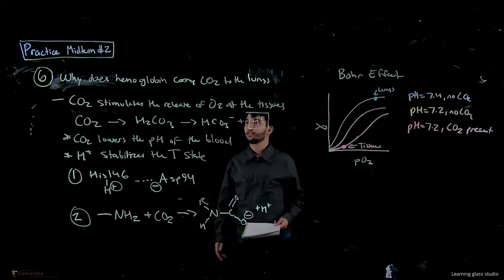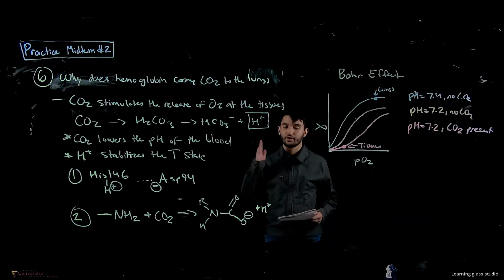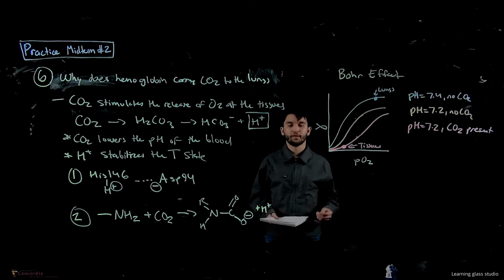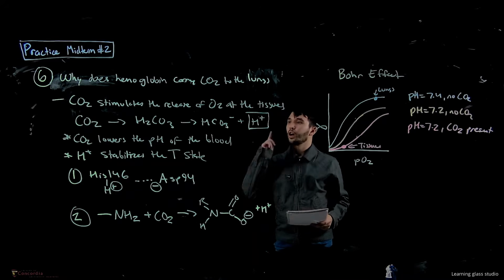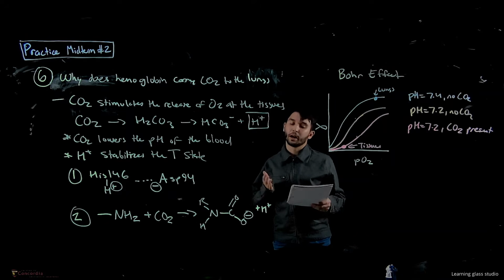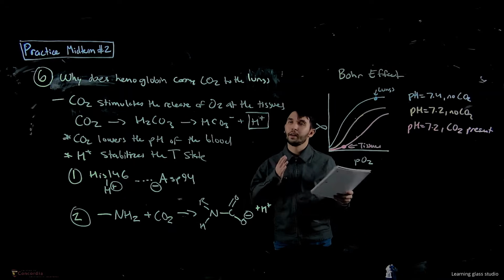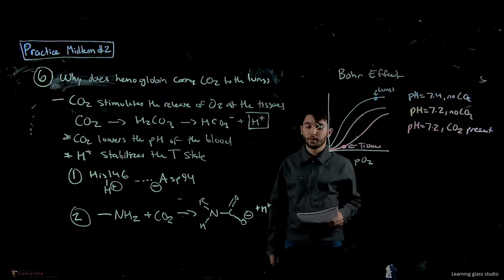All right, the next question asks, why does hemoglobin carry carbon dioxide to the lungs? So this all has to do with the Bohr effect. So essentially, carbon dioxide stimulates the release of oxygen at the tissues. Therefore, hemoglobin will pick up carbon dioxide at the tissues and carry it to the lungs. But why does carbon dioxide stimulate release of O2 at the tissues?